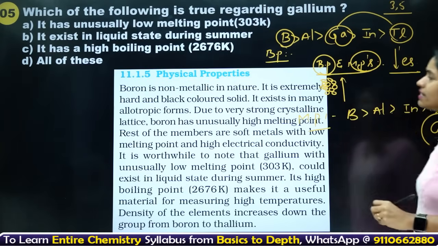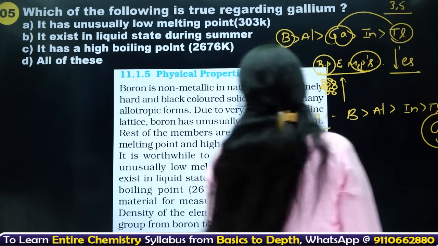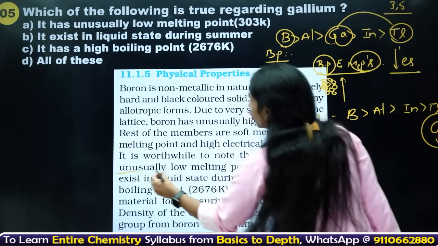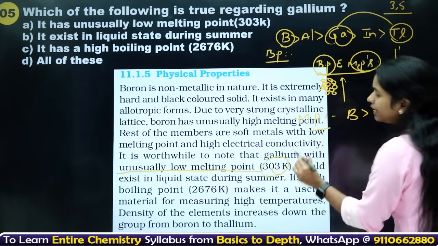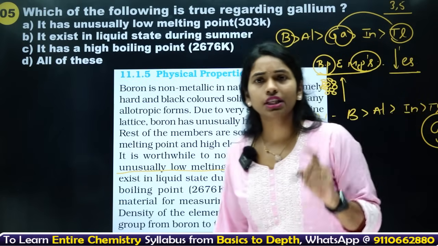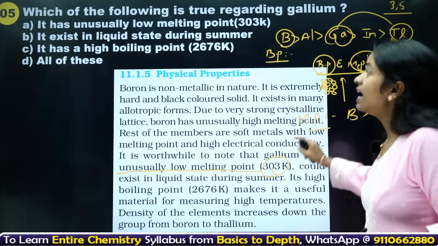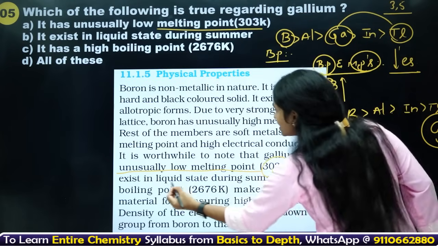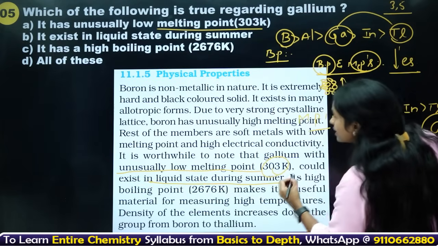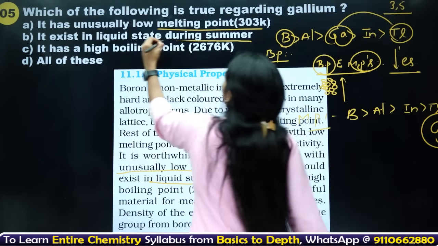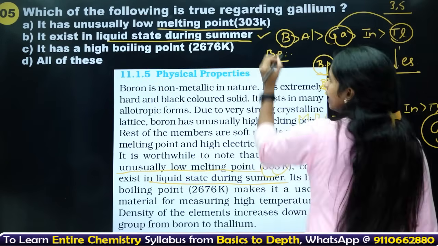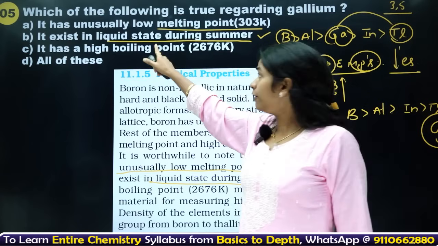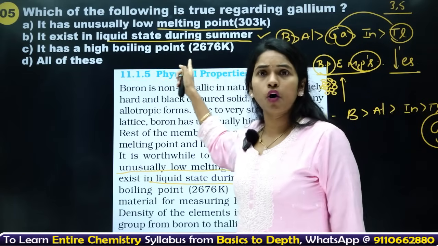So gallium is the element having an unusually low melting point. How much is the melting point? 303 Kelvin. That is the reason that, due to its low melting point, it exists as a liquid during the summer. But if you observe, it has a high boiling point.